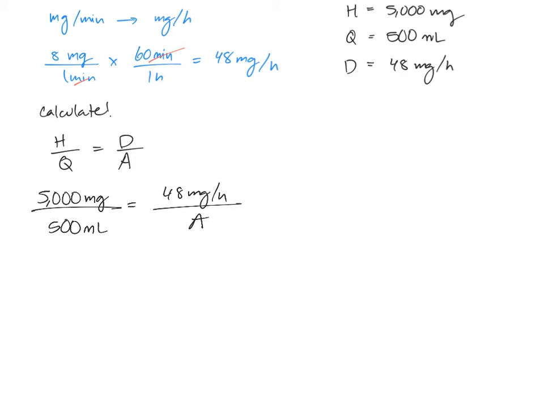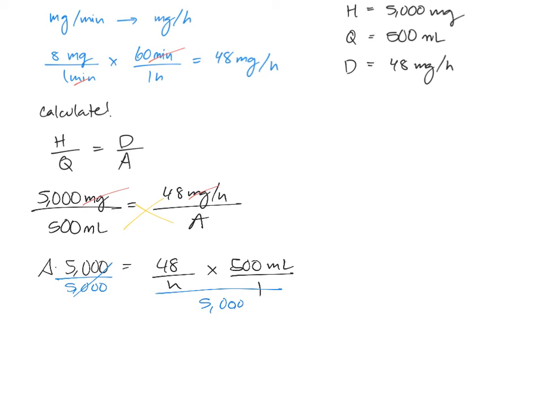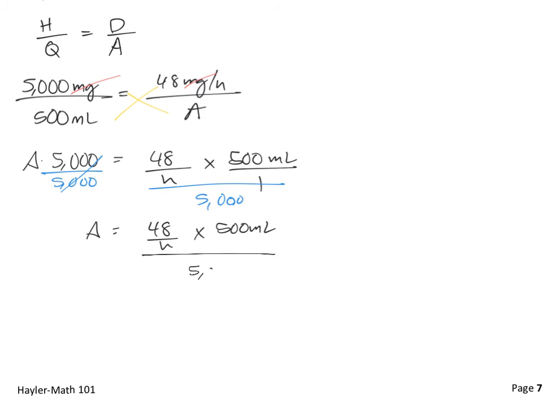So let's go ahead and cancel any of the units that we can. Well, we can cancel those units, and we can cross multiply. And we'll get A times 5,000 equals 480 per hour, 1 hour, times 500 milliliters, and you can just put that over 1. Let's see. Well, we can go ahead and divide both sides by the 5,000 to solve for A. And we'll get A equals 480 per hour times 500 milliliters all over 5,000, which is a complex fraction.